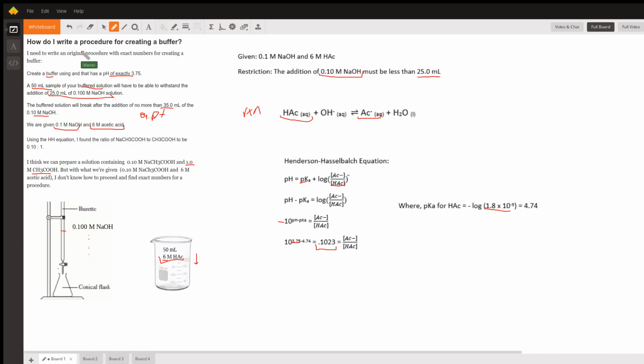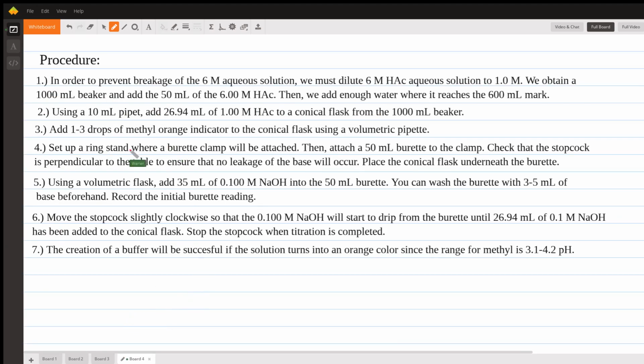One of the things that's the most important here is the student wants to write a procedure for creating a buffer. So let's go over that, and it summarizes what we did earlier. So part of the procedure is that we have to prevent breakage of the 6 molarity of the aqueous solution. So we must dilute 6 molarity of the acetic acid to 1 molarity.